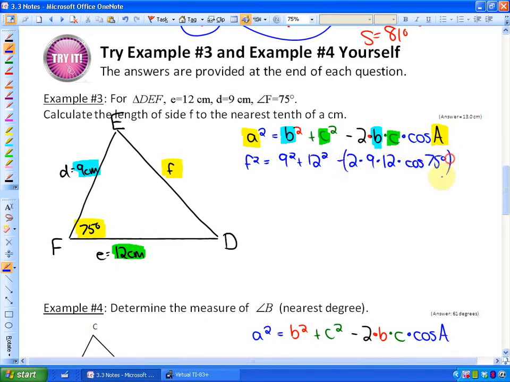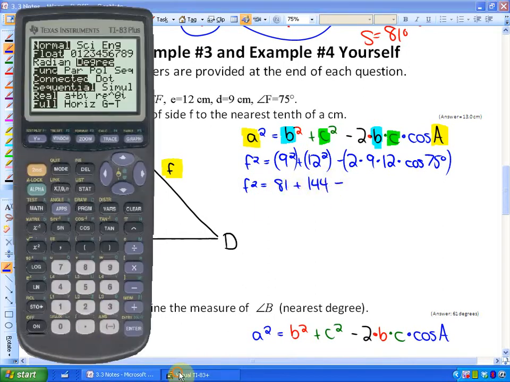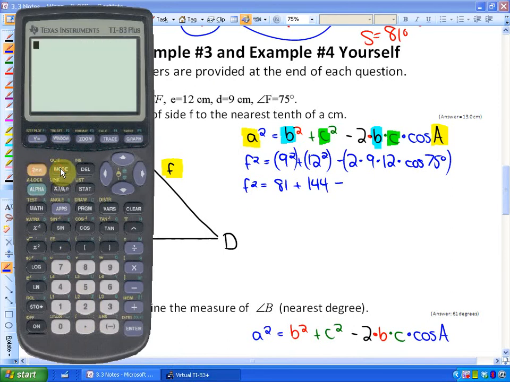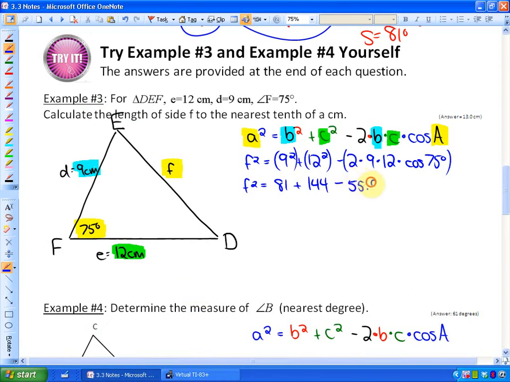My first step, just being careful as far as my order of operations, is to evaluate the right-hand side. 9 squared is 81, 12 squared is 144, and then I'll find out this product here. Again, make sure you're in degree mode. The product of 2 times 9 times 12 times the cosine of 75 is approximately 55.9. So I'm going to put 55.9 here.